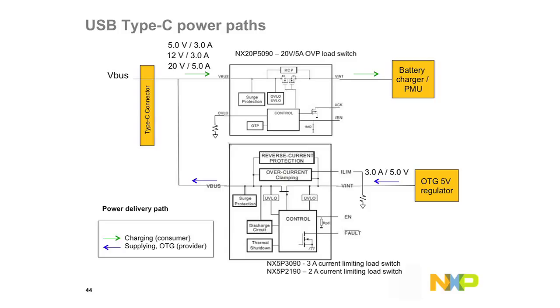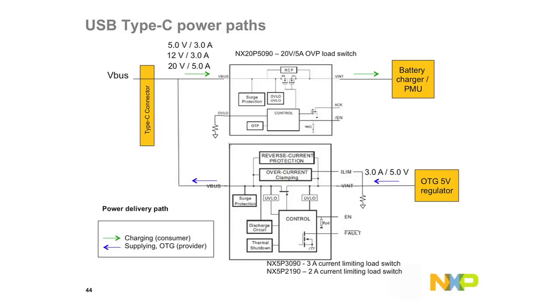So on the top, you see a charging path use case. Imagine a Type C connector on your left, and then inside on the right is your PMU and your OTG regulator. On the top, what I'm showing is you could be charging up to 20 volt 5 amps, going left to right, as I've shown. So you need a 20 volt operational switch with over voltage protection and over current protection.